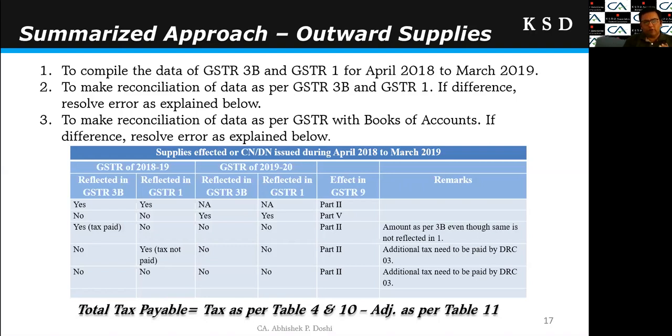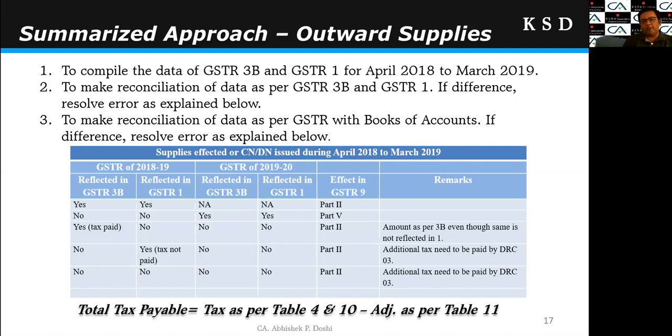So first of all, the category of transactions which are reported in GSTR 3B and GSTR 1 of 18-19. Both are in the same year, right? So I have correctly reported transactions in 1 and 3B for 18-19. Then there is no impact in 19-20, and the same will be reflected in part 2, that is table 4 or 5 of the GSTR 9.